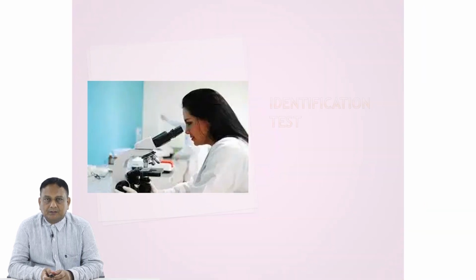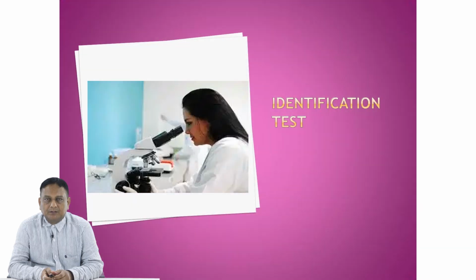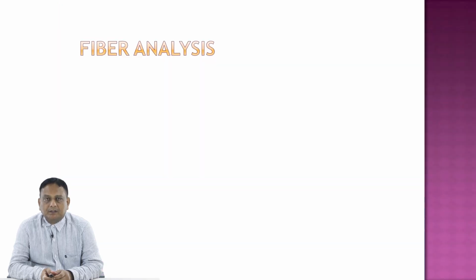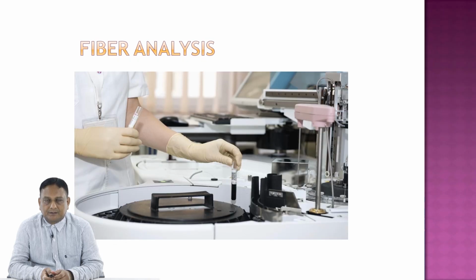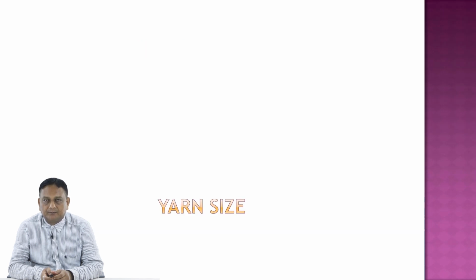Here we can see that labels are there in the garment, and we have to identify the fiber. So how to identify the fiber? We have to do certain tests, that is called the identification test, and this is done through fiber analysis. So fiber analysis can be of microscopic type, and another type is the confirmation test by chemical testing. So these are the two different areas covered in this fiber analysis.